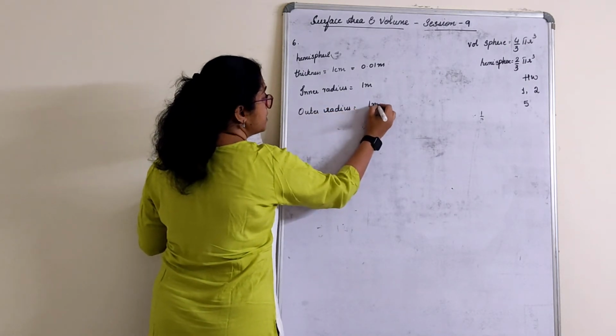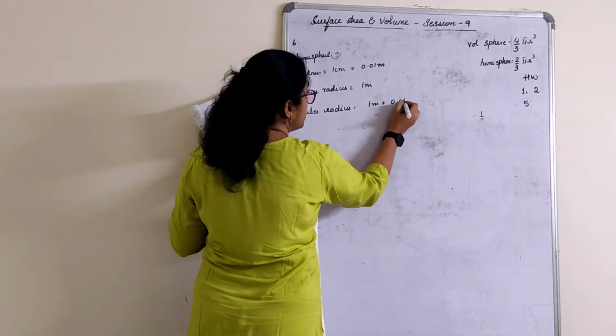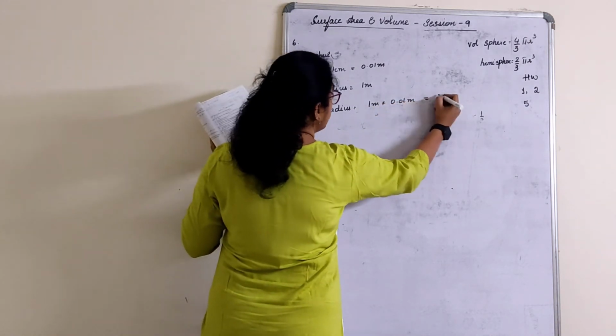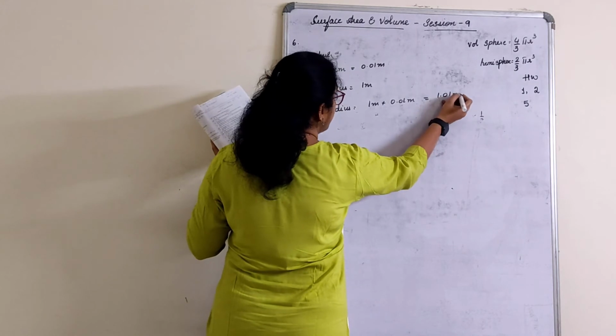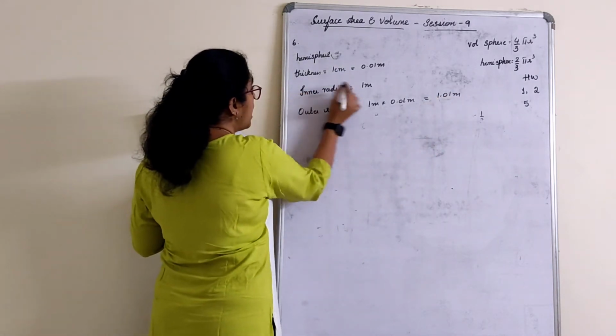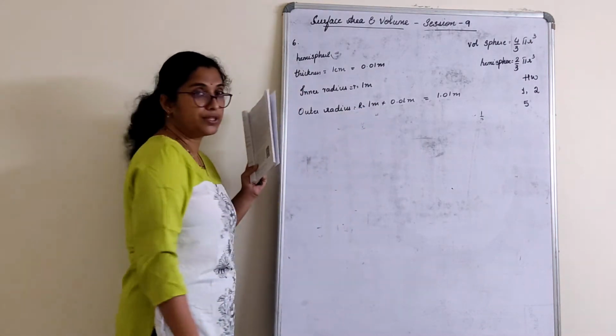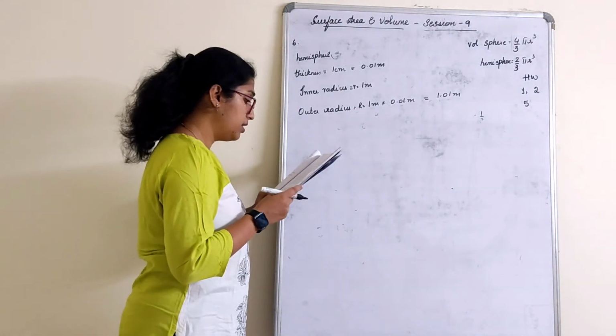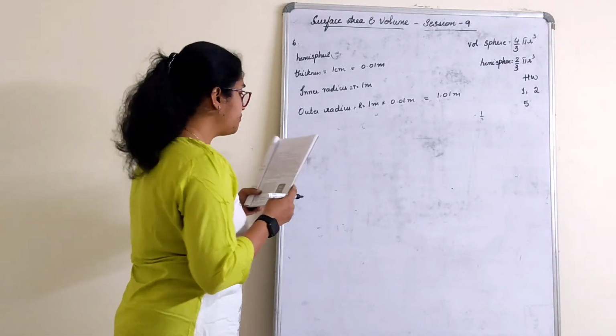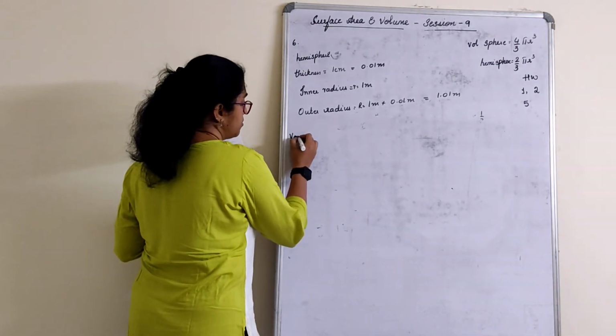It is nothing but 1 meter plus the thickness. So, outer radius will be 1.01 meter. So, this is small r is equal to 1, and this is capital R is equal to 1.01. Okay. Next part. Find the volume of the iron used.